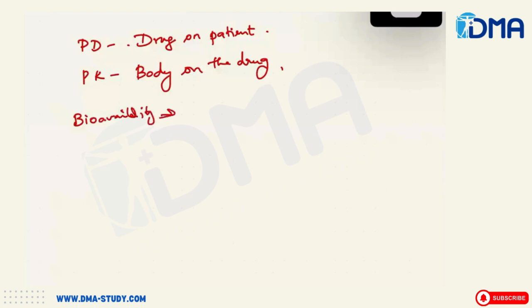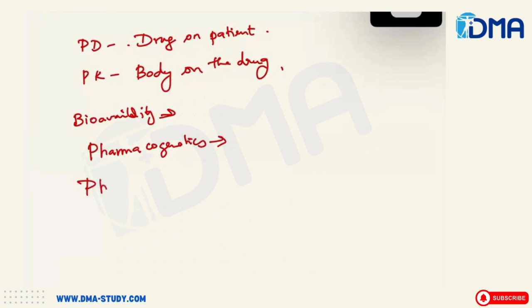Bioavailability refers to the rate and extent of absorption of a drug from the dosage form that it is given, and how it reaches the blood circulation and how much of the concentration of the drug is available in the blood to act on the respective target organ. What is pharmacogenetics? It is the study of the genetic basis for the variability in drug response.